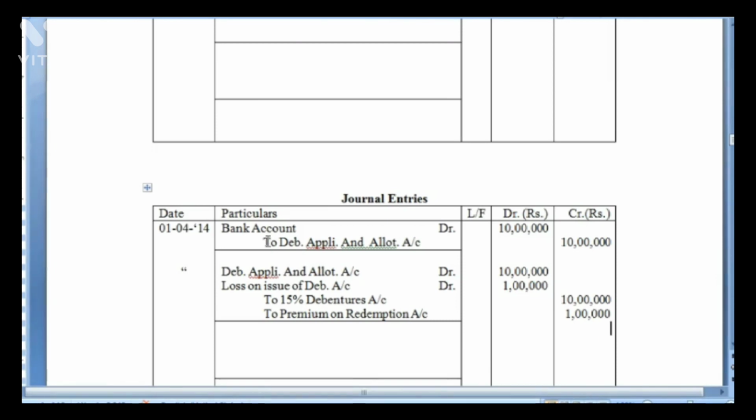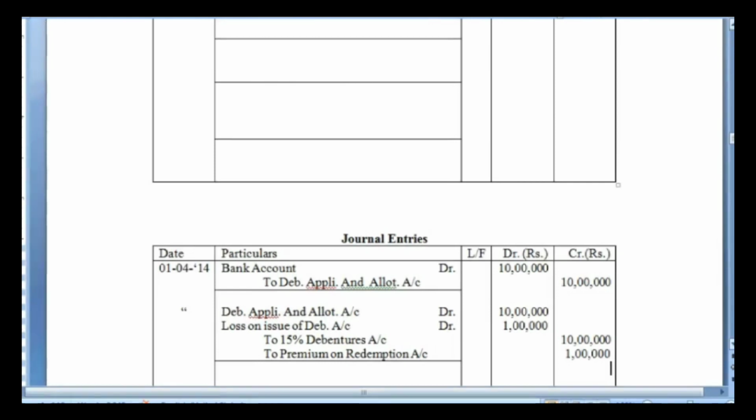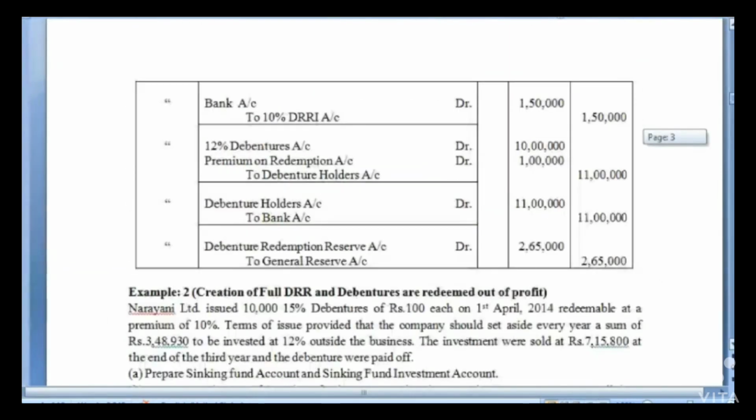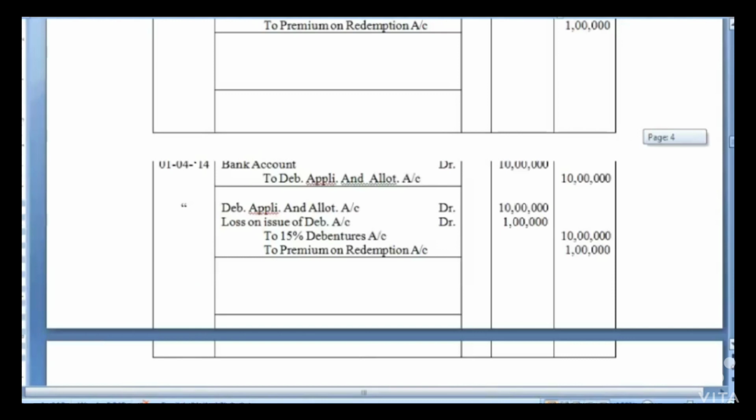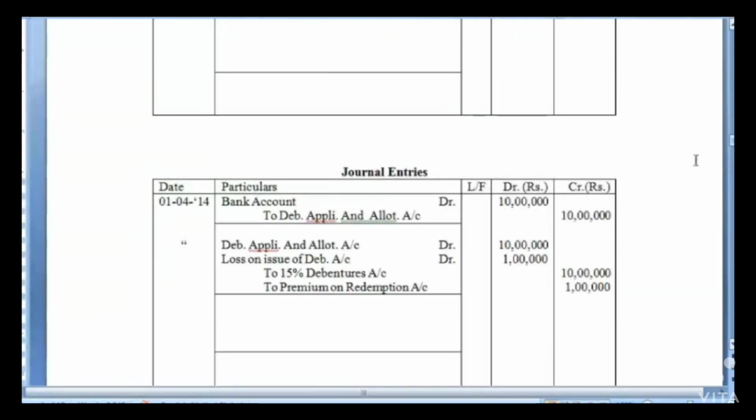Clear? So first you receive the amount 10 lakh rupees. How is this 10 lakh rupees? The number of debentures is here 10,000 and 100 each. So 10 lakh rupees received, and it is redeemable at a premium of 10%. So 1 lakh rupees is the premium. And so the journal entry is debenture application and allotment account debit, to loss on issue of debenture and to premium on redemption and 15% debenture. So I need not explain this journal entry. You know very well. Clear? So this is the issue of debenture.